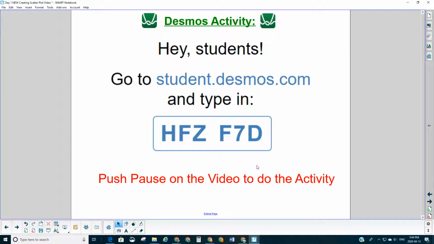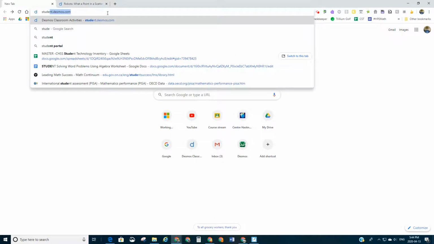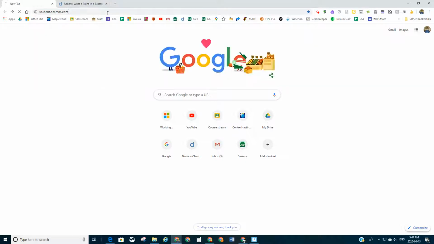So don't push pause yet, but I'm going to show you how to get into Desmos and do the activity, and then you'll come back and push pause. So, but don't go push pause yet. So what you're going to do is go and open up your internet browser. I have it in Chrome, okay, and wherever browser you want. And I'm going to go to student.desmos.com.